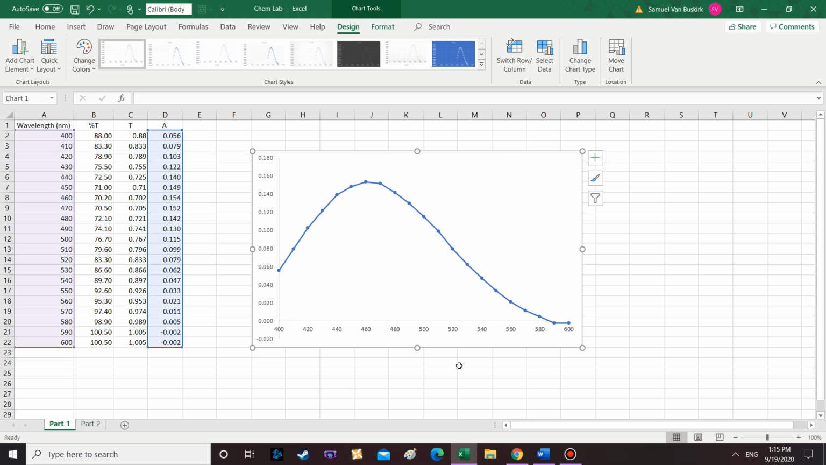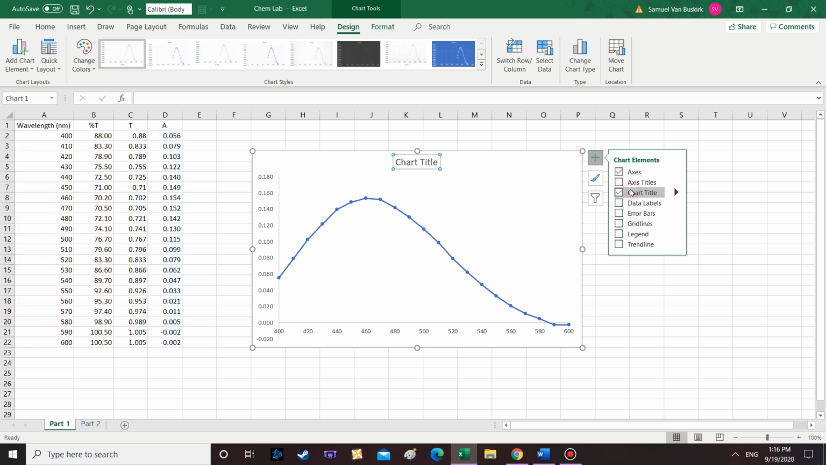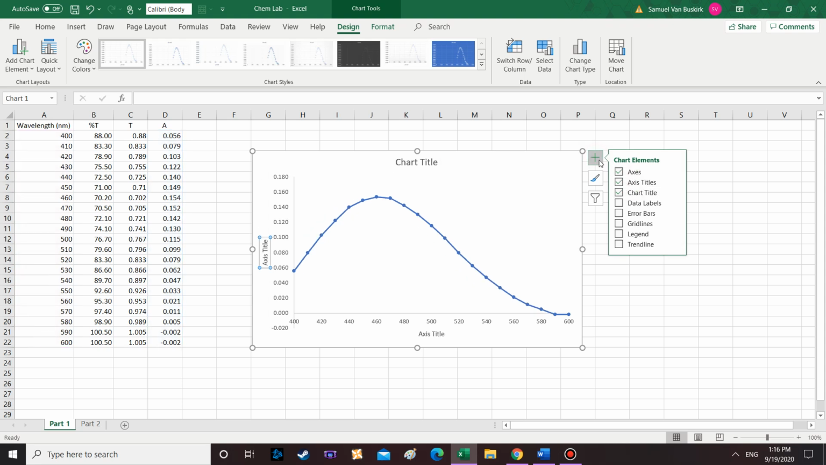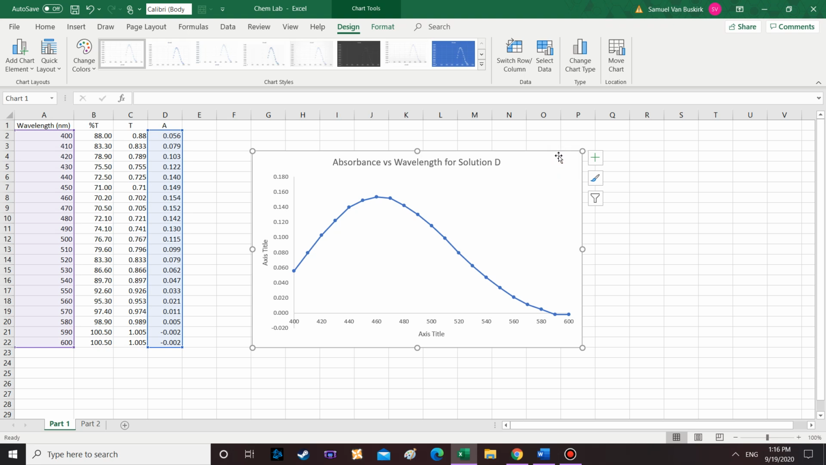And the next thing is we need our axis titles and our graph title up here. So chart title, axis titles, and we should be good without anything else right now. So let's change this chart title to something like absorbance versus wavelength. And I'm going to put for solution D. That was the solution you used for this part of the experiment.